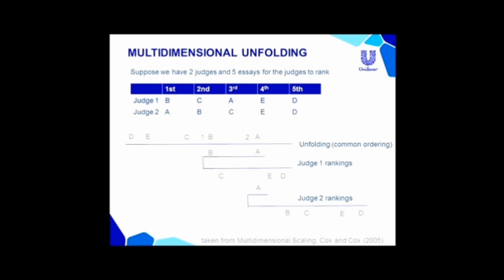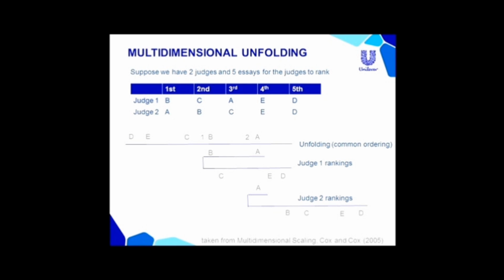So one way of doing this is a method called multidimensional unfolding, which is another MDS method, but it's slightly different. So I just thought I'd give a quick example of what this entails. Imagine this toy example, which I took from this book down here. We've got 2 judges, and essays A, B, C, D, E, which have been judged by these judges and ranked in order: first, second, third, fourth, fifth. So Judge 1 thinks B was the best essay and D was the worst. Judge 2 thinks A, D again.